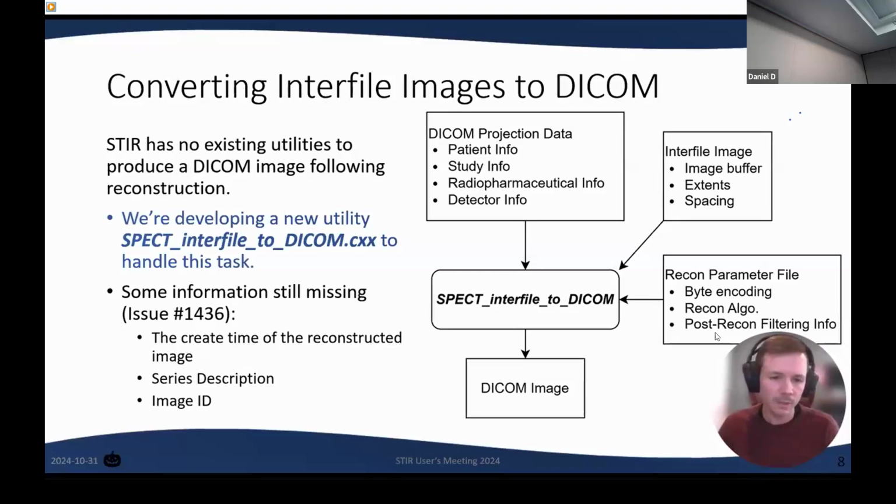There's still some things that we're working on on this front because we don't have access to certain information that would be ideal to include in the DICOM header. So things like the creation time of the reconstructed image is not necessarily logged anywhere in any of the output files, as well as allowing input of a series description or an image ID to help users be able to actually characterize the image and describe it. So these are some of the things that we're looking at now. But we have this utility up and running, at least on our own system, and it seems to be working pretty well so far.